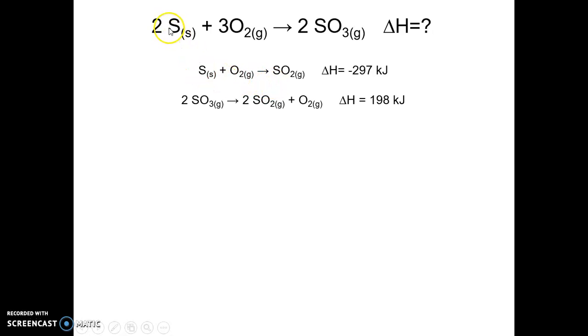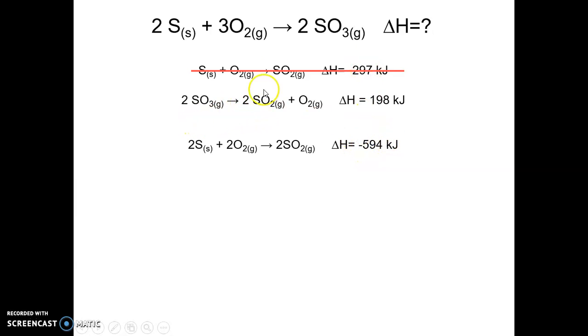In looking at this first, I can see that there's sulfur here and there's sulfur here. They're both on the left side, so you don't have to flip it, but I do have two of them here, so I'm going to multiply that first reaction by 2. So I can just cross it out here. Now it's 2 sulfurs and 2 oxygens, 2 sulfur dioxides, and the enthalpy change is doubled.